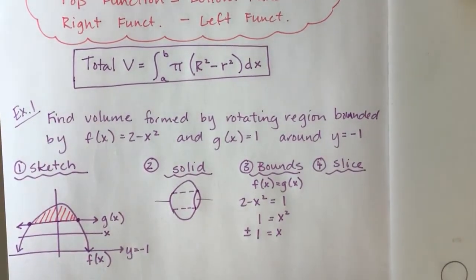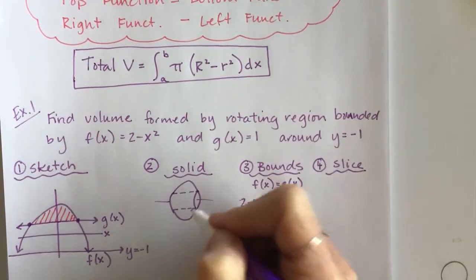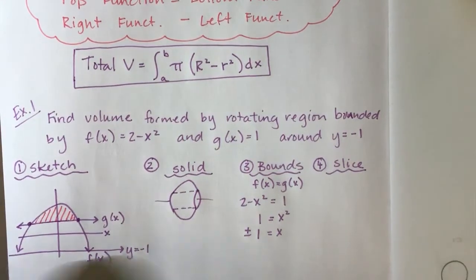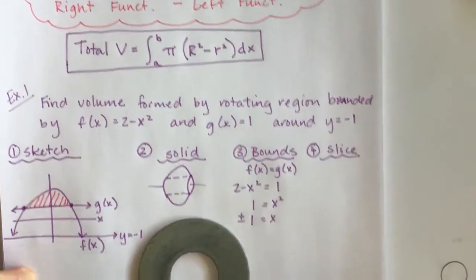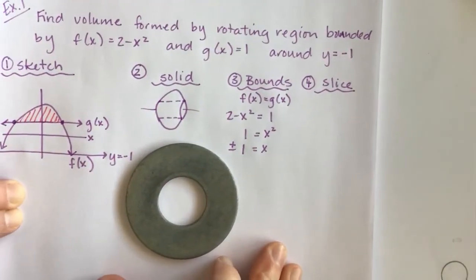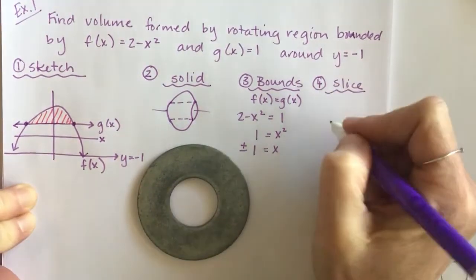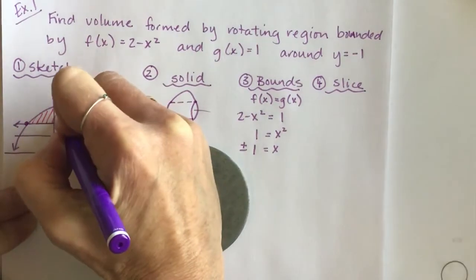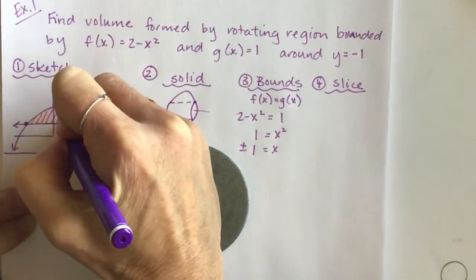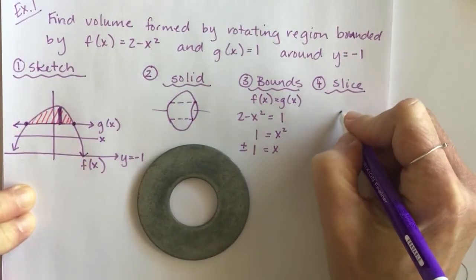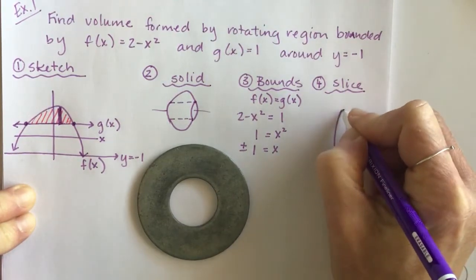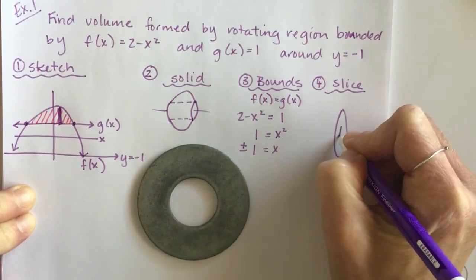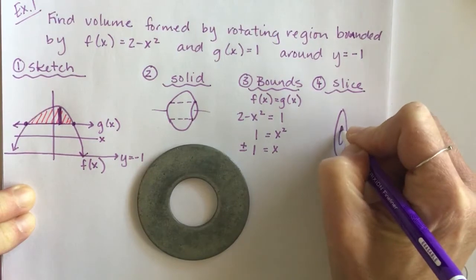Okay, so we've got our bounds. And then our slice, if we took a slice of this thing, it would be our washer, right? Our washer here. There we go. You guys can see that. So we're going to draw our washer. Got our slice here. There we go. So it's going to have that little slice there, but it's going to have a big old hole.